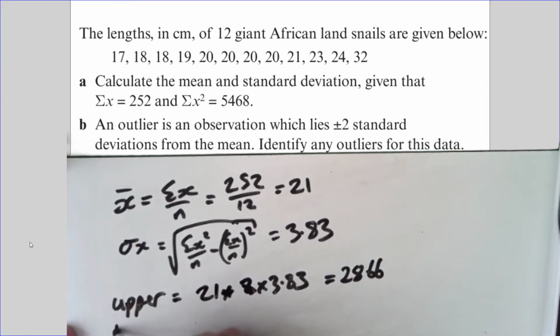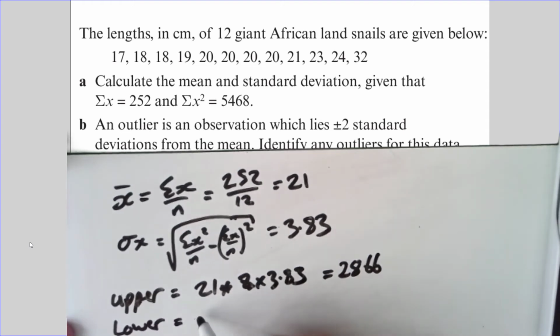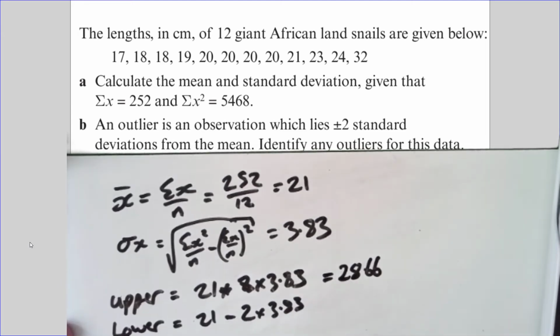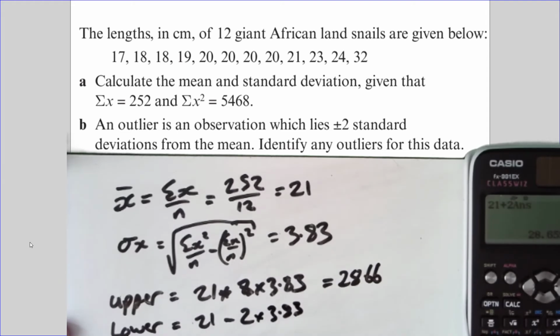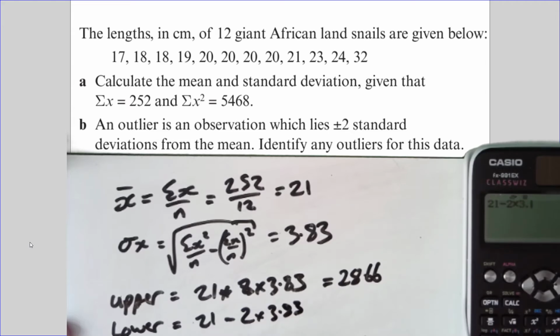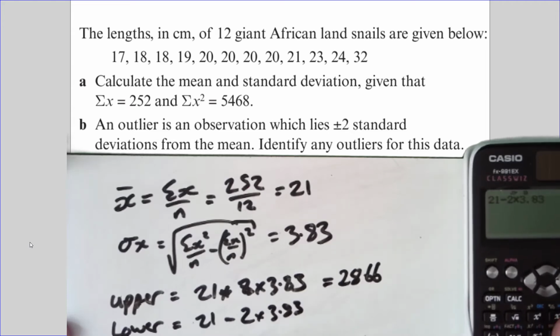Our lower bound is our mean, take away 2 lots of 3.83. Because if we look here, it is plus or minus 2 standard deviations away from the mean. If we work this out, we have 21 minus 2 times 3.83. We get a lower bound of 13.34.